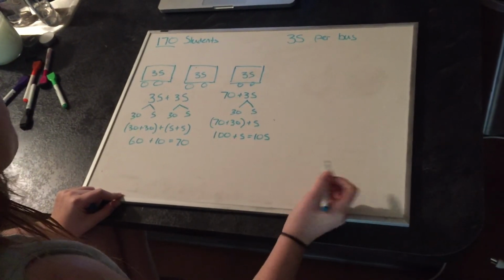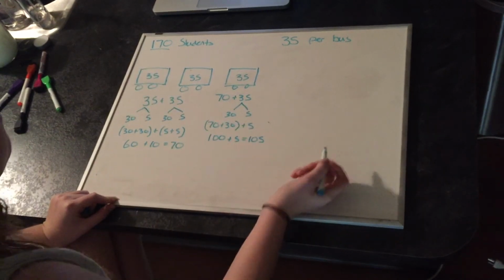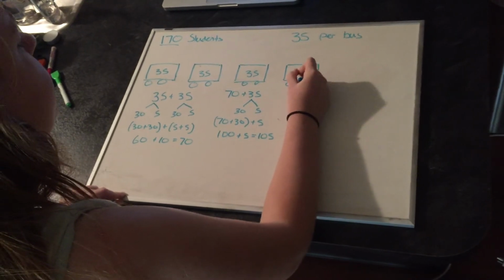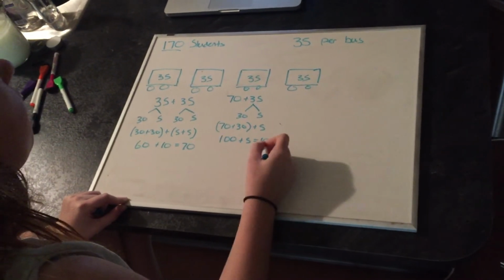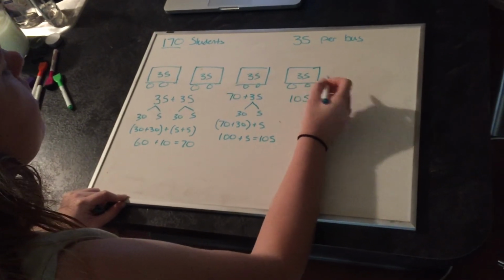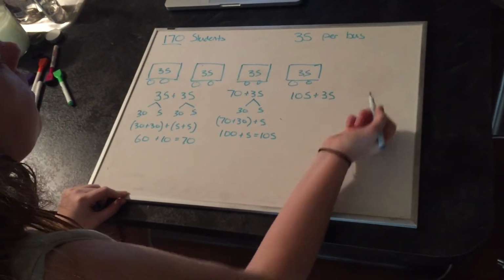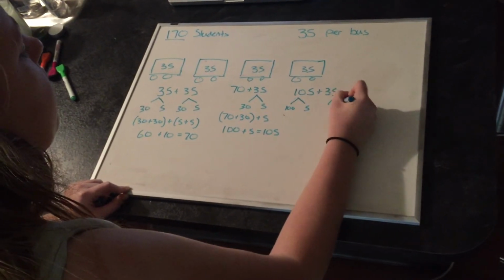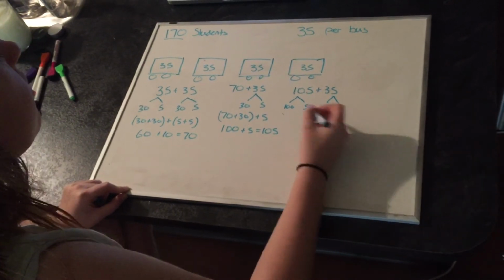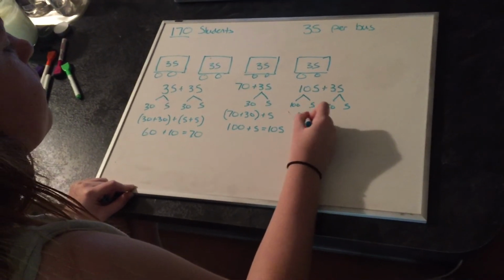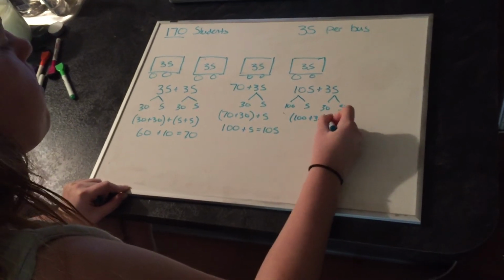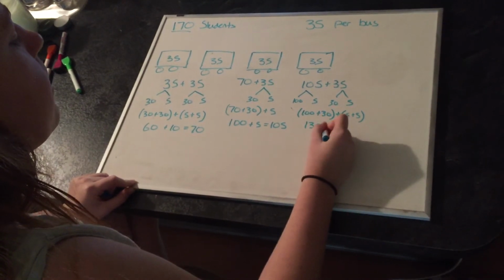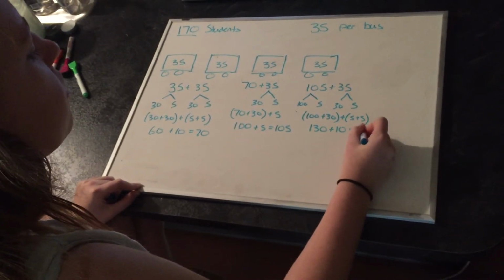And then I'm going to go ahead, see 105 is still not enough for 170, so I'm going to keep adding. I add one more. So I'm going to add my total for my first three, 105, to the fourth bus, plus 35. So I'm going to split up my 105 to 100 and 5, and my 35 to 30 and 5. So now I'm going to add my 100 and my 30, and then my two 5s to get 130 plus 10 to get a total of 140.